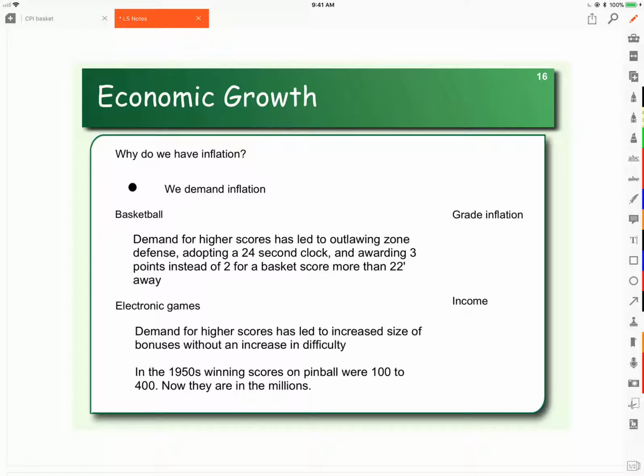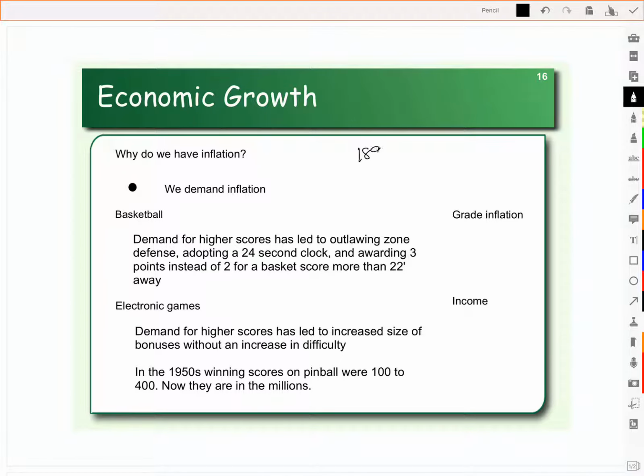Same thing with grades, right? We see grade inflation. In 1890, the average GPA on a 4-point scale at Harvard was 2.27. All right, what do you think the average GPA at Harvard is today on a 4-point scale? The average GPA is now 3.48. Now, is that because the students are any smarter than they were over 100 years ago? No, it's just that we expect higher grades.